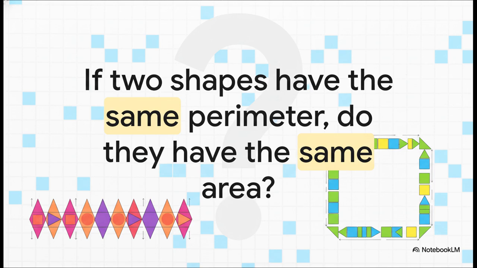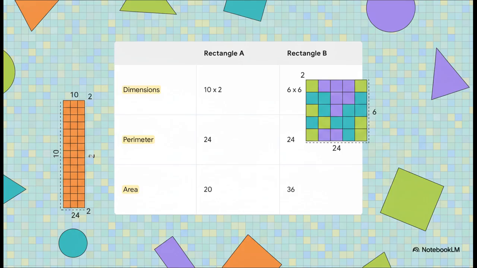If you have a specific amount of fencing, let's say 24 meters of it, do you always enclose the same amount of space no matter what shape you build? Take a second and think about it. Does the same perimeter always mean the same area? And the answer is a huge no. Absolutely not. Check this out.